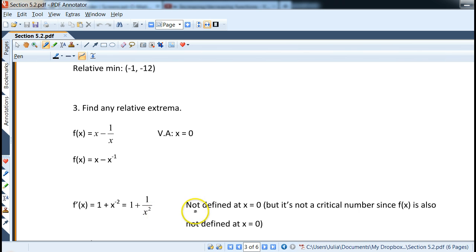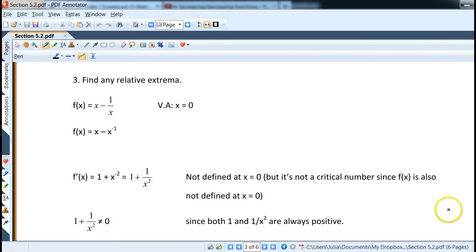So, what do we know? The derivative is not defined at x equals 0 again, but it's not a critical number because f of x is also not defined. So remember, vertical asymptotes, you have to count them for the number line to put them in, but they're not critical numbers. Can we set it equal to 0? Well, there's a problem here.